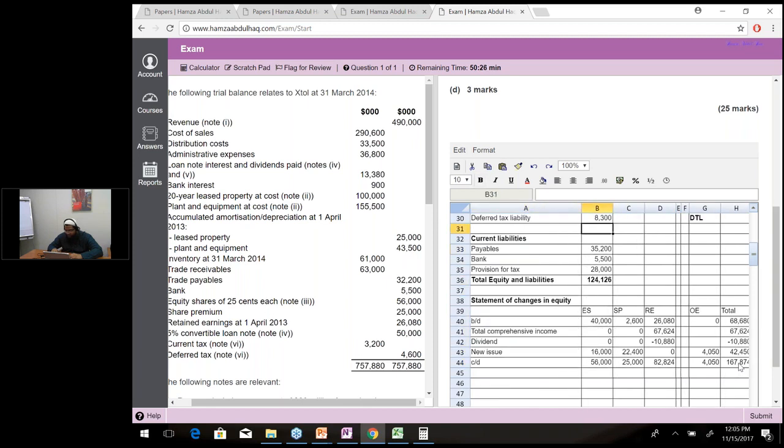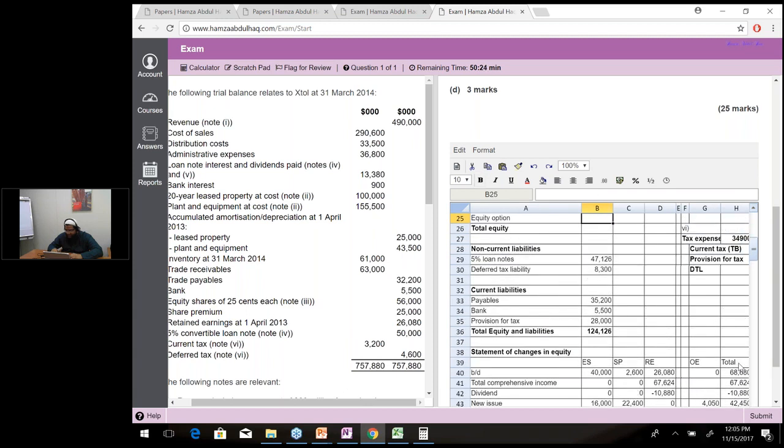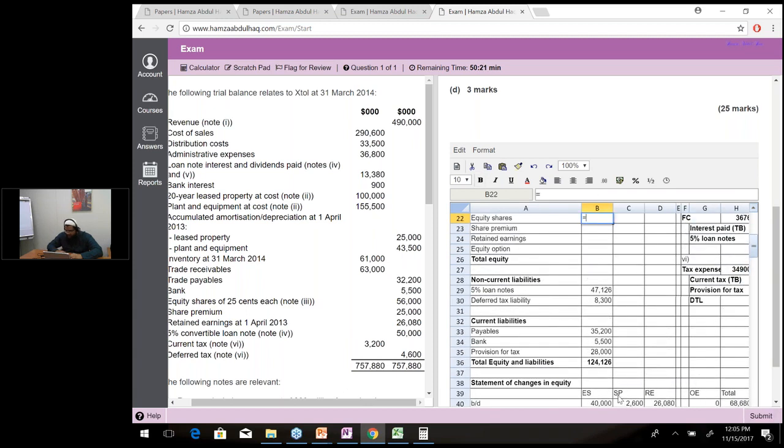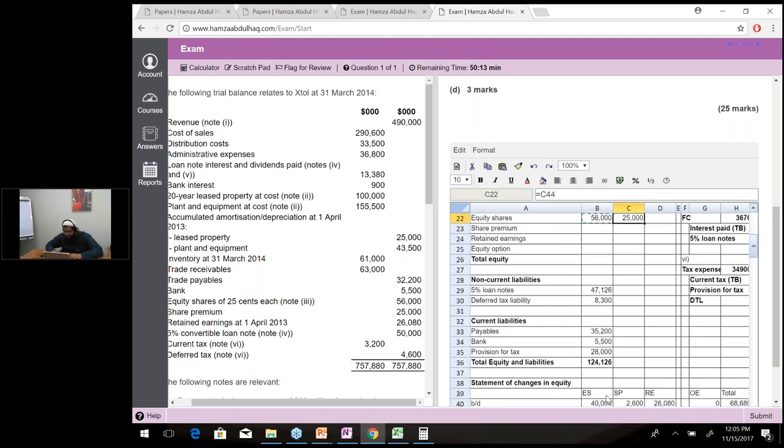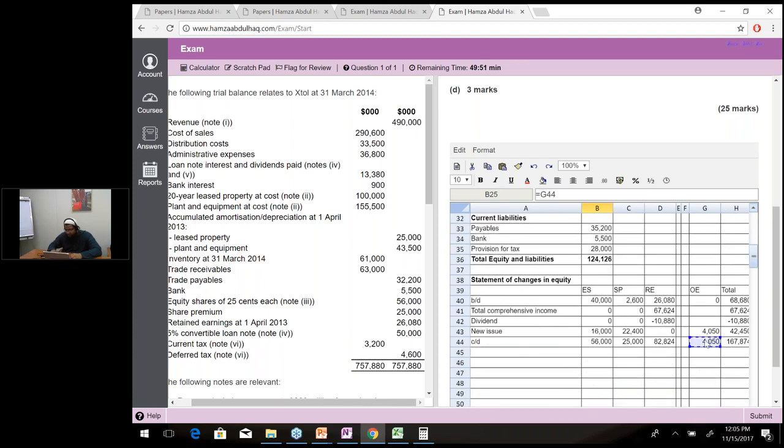So I'm moving upwards towards the equity section, and the equity shares are 56,000. And if I copy this and paste it beside this, so this will give me the share premium. We'll come over here, copy this, paste. This is going to give me the retained earnings over here. Copy this, paste this. This will give me the value of the OCE, which is not right. So I'm going to write manually the value of other equity, which is 4050.